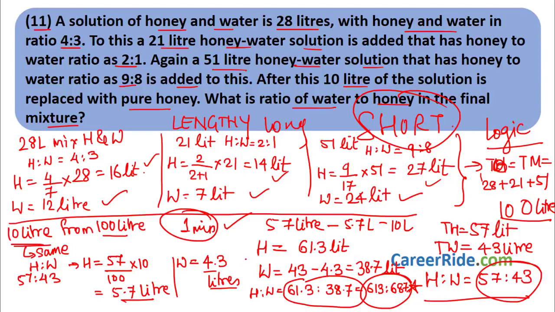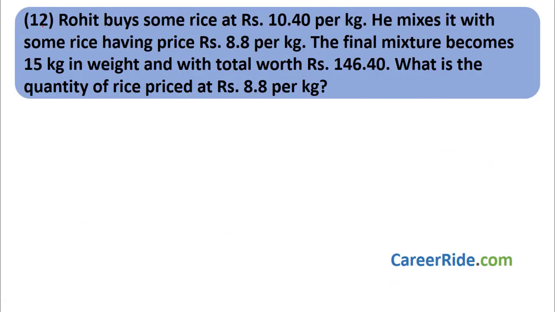Moving to the next question. Question number 12. Rohit buys some rice at rupees 10.40 per kg. He mixes it with some rice having price rupees 8.8 per kg. The final mixture becomes 15 kg in weight and with total worth rupees 146.40. What is the quantity of rice priced at rupees 8.8 per kg?